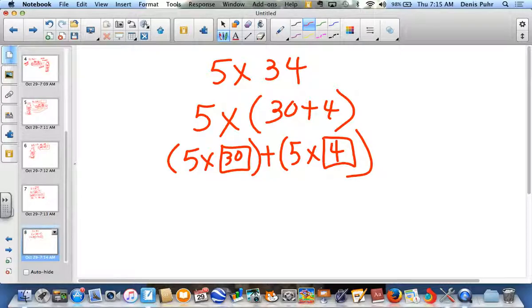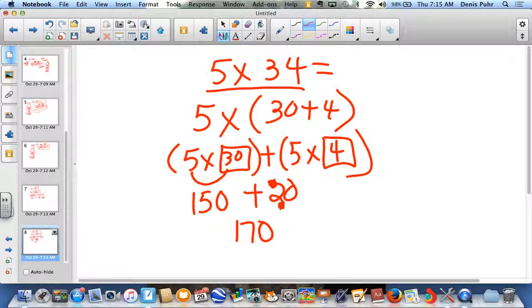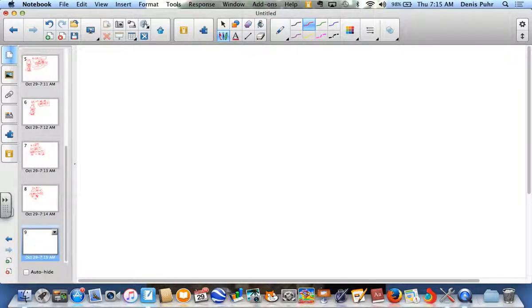Click pause and try multiplying them. 5 times 3 is 15. Bring the 0. Plus 5 times 4. 5, 10, 15, 20. Then add them up. Use a little strategy. 150, 160, 170. Count by tens. The ultimate product of these two factors is 170. Okay, let's try one more.